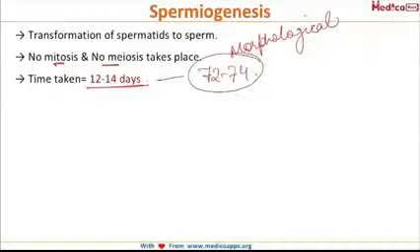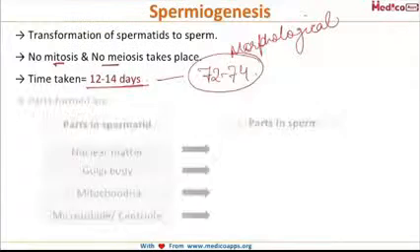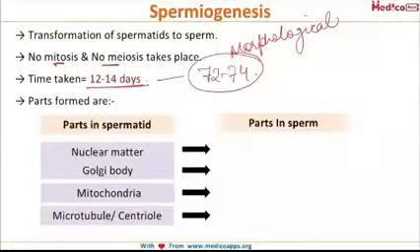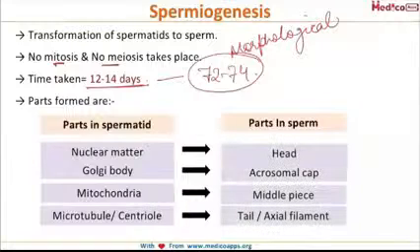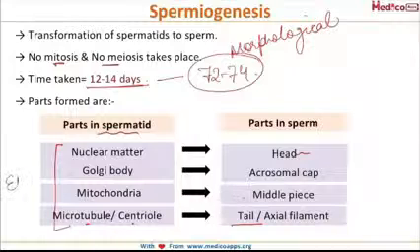Now we'll see what parts in the spermatids result in what parts in the sperms. The nuclear material in the spermatid leads to the formation of the head. The Golgi bodies form the acrosomal cap, and the mitochondria form the middle piece, and the tail or the axial filament is formed by the microtubule or the centriole. Now, as in a normal cell, what do you find is lacking in the spermatid? The answer is endoplasmic reticulum, especially the rough endoplasmic reticulum, that is lacking in a spermatid.